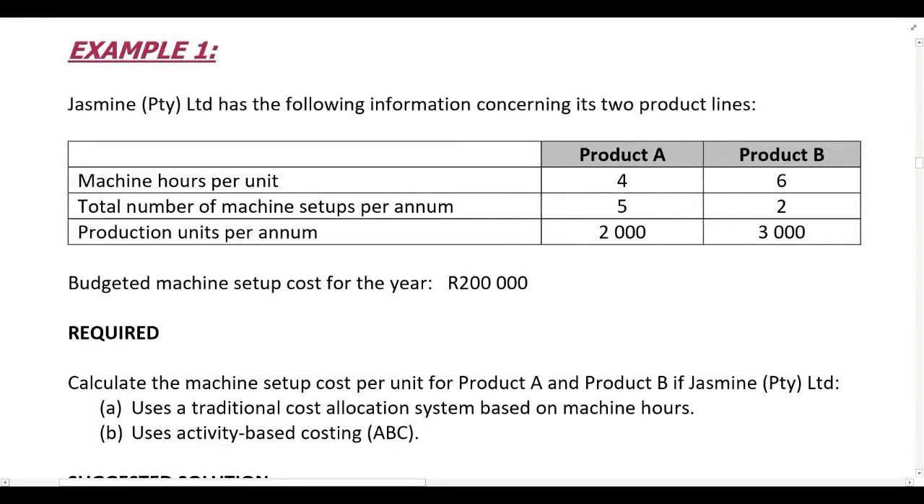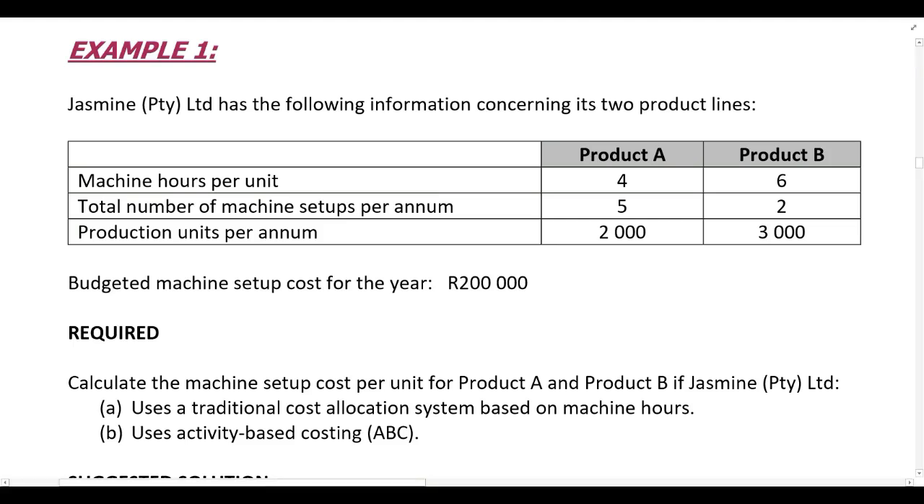All right, let's move on to an example. We've looked at a lot of theory now on that first page, but everything makes a lot more sense if we actually just look at it with an example. So in example 1, we've got Jasmine Pty Limited has the following information concerning their 2 product lines.